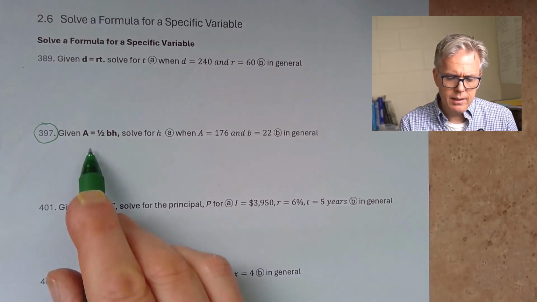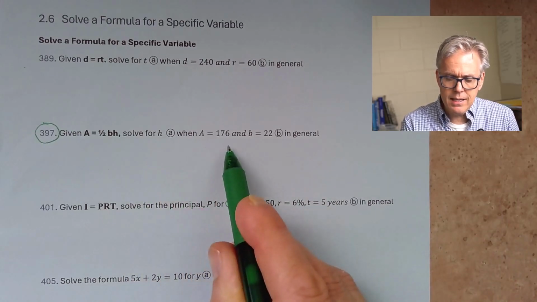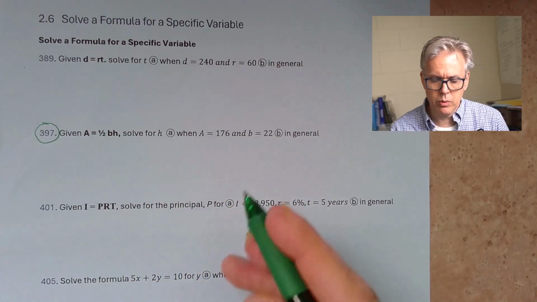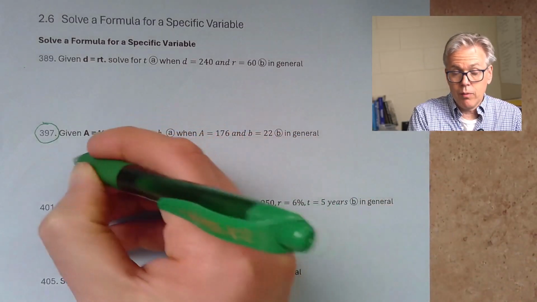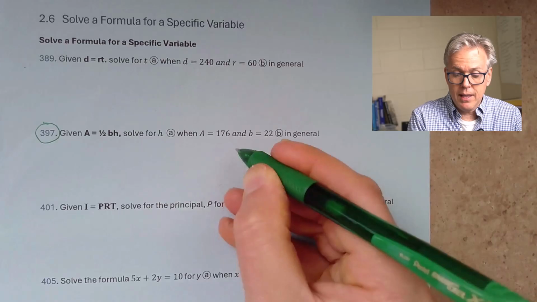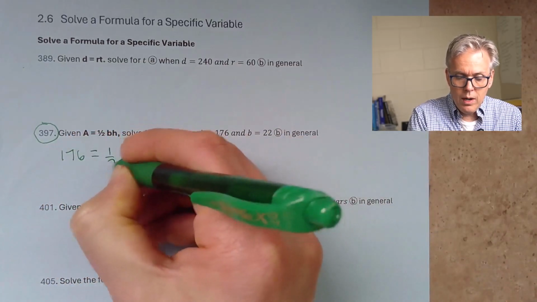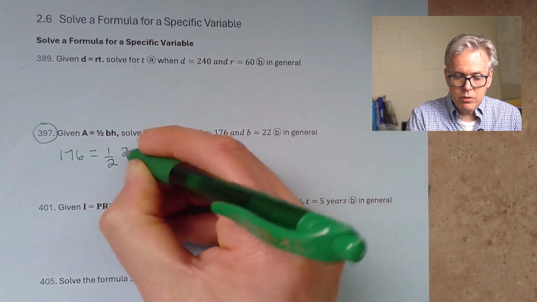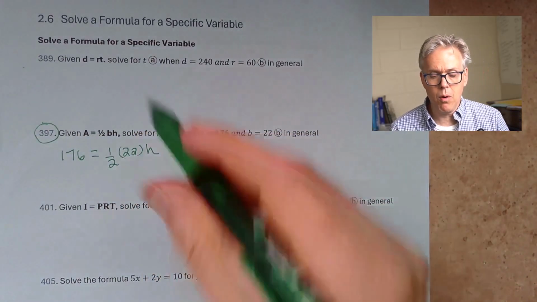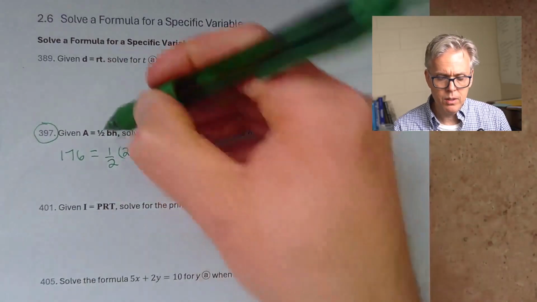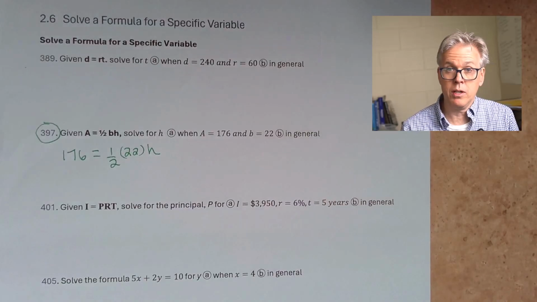So on this one here, given A equals 1/2 BH, solve for H when A equals 176 and B equals 22, and then in general. And so let's go ahead and just do this without solving for H formulaically. We'll put these numbers in. So I'm going to say 176 equals 1/2 times B, which is 22, times H. Again, I'm trying to figure out what height, this is the area of a triangle. What is the height of a triangle with an area of 176 and a base of 22?